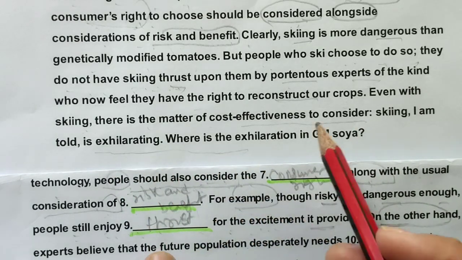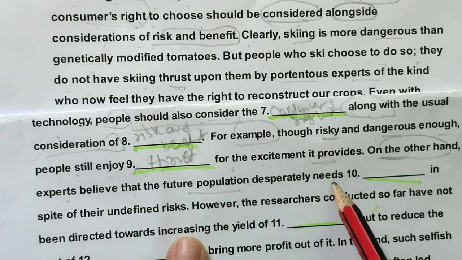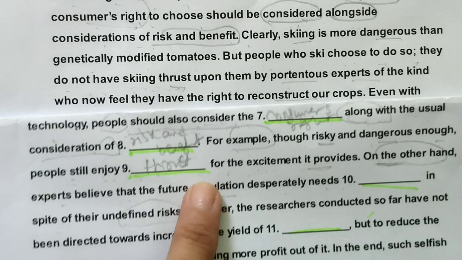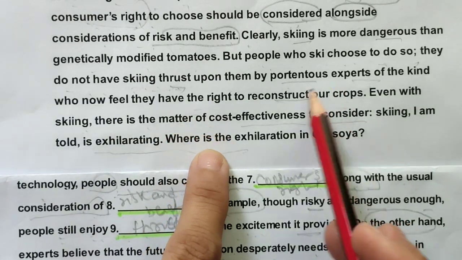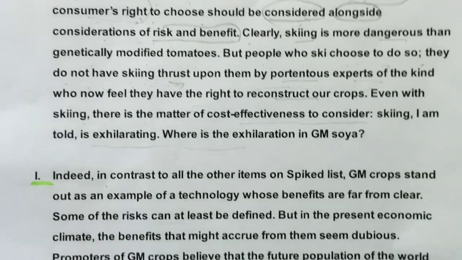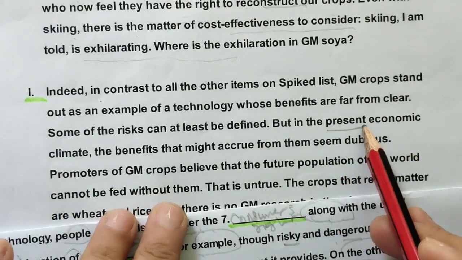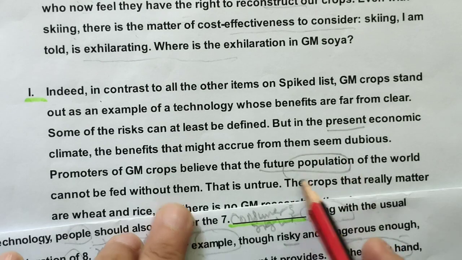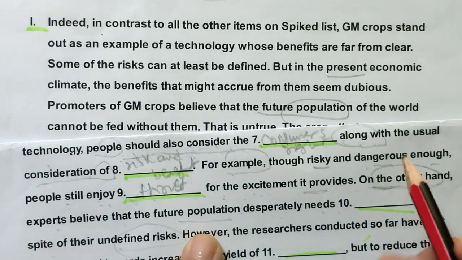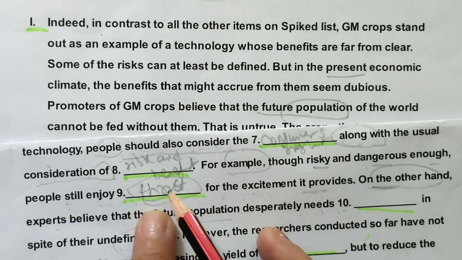So okay, on the other hand, experts believe that future population desperately needs dash in spite of their undefined risk. Okay, future word, future is not there. Let's move to next paragraph. Present is there, future is here. See this. Now we will find the answer here. We are looking for 10th. I don't know about this correct or not.